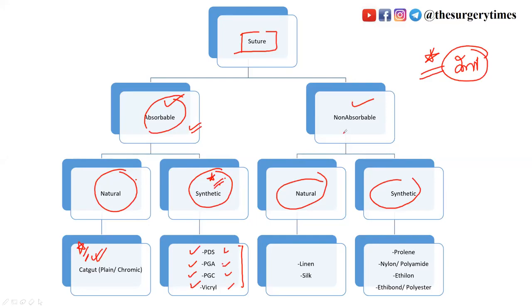Now non-absorbable natural are linen and silk. These are natural, but they are non-absorbable. And non-absorbable synthetic are prolene, nylon, ethilon, ethibond. Ethilon and Ethibond come in exam MCQs. Another is catgut, which is very, very important, and also Vicryl. These are important, and in the last exam, nylon also came. So these are important. We will discuss one by one.